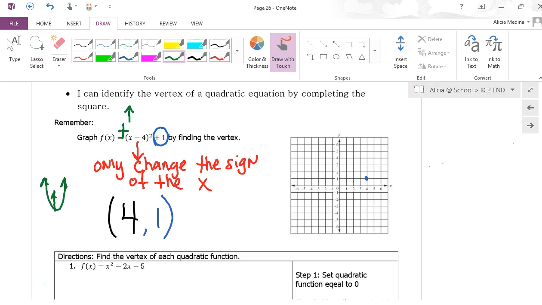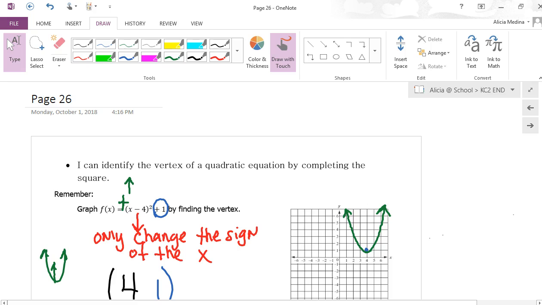So from that vertex point, just rough sketch a graph and make sure you extend those arrows and those lines all the way up as possible. Right, so that's what we're going to try to get to. But before we get there, we have to put things in vertex form by completing the square. So let's go ahead and look at the first example.